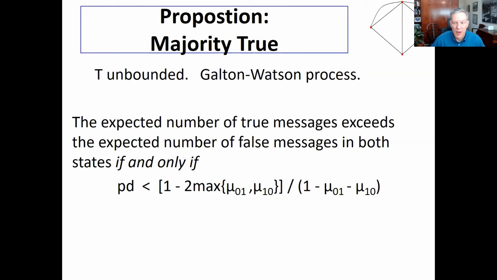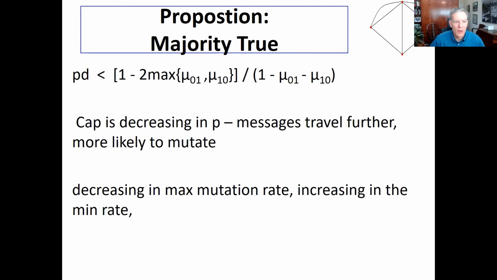Okay, so we have a bound on the breadth, and this says that if PD is less than this, then the learner can learn: at least on average, most of the messages are going to be true rather than false. And you can see two quick things about this formula. First of all, this is decreasing in P.